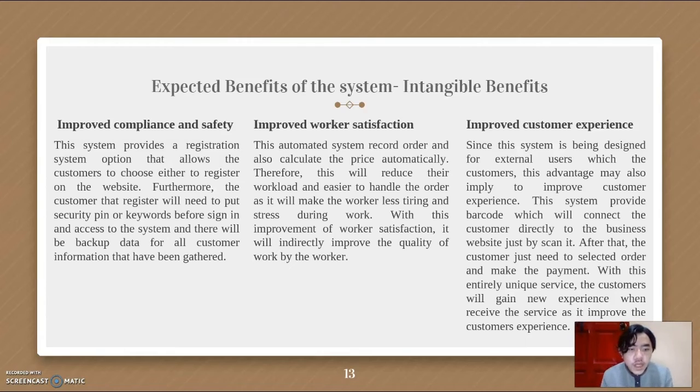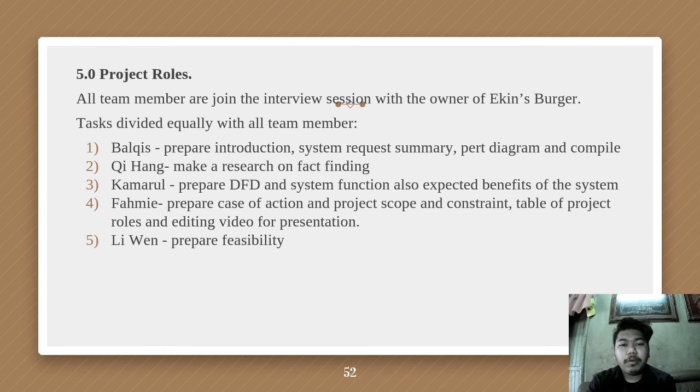The system provides a barcode which will connect the customer directly to the business website just by scanning it. After that, the customer just needs to select an order and make the payment. With this entirely unique service, the customer will gain a new experience when receiving the service, as it improves the customer experience. For the project rules, all team members joined the interview session with the honor of eating burger.